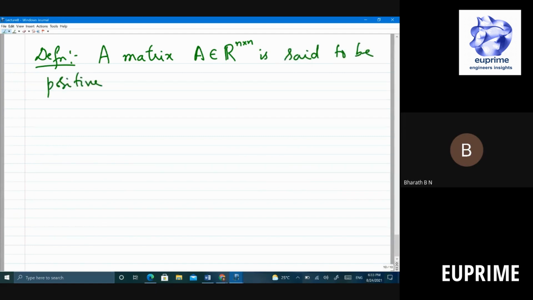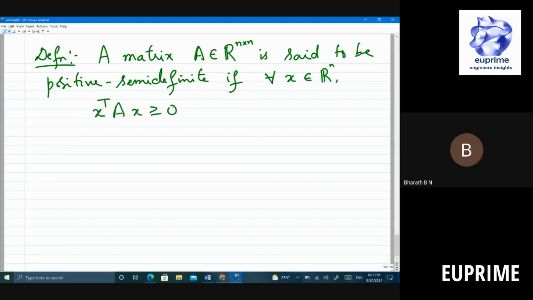I'll write semi-definite if for every x that you take in Rn, x transpose Ax is greater than or equal to 0. If it is strictly greater than, we call it definite. So maybe I'll write it in color. If it is this, then you get this.